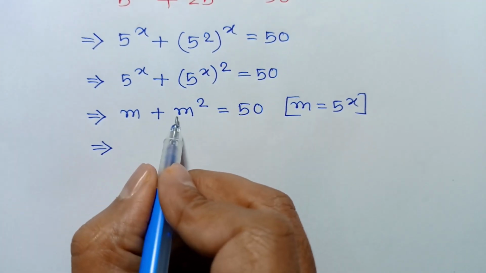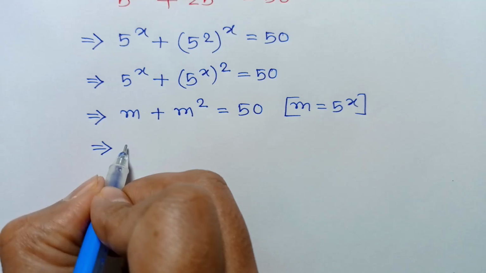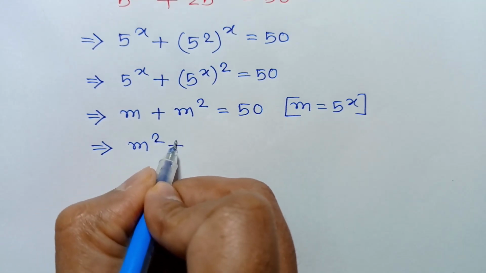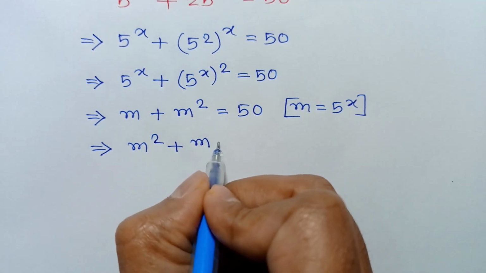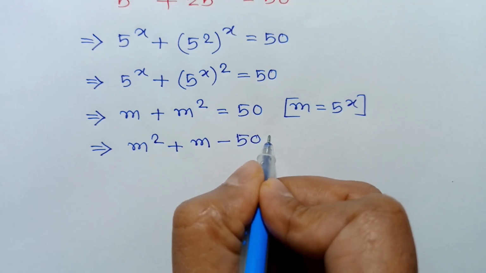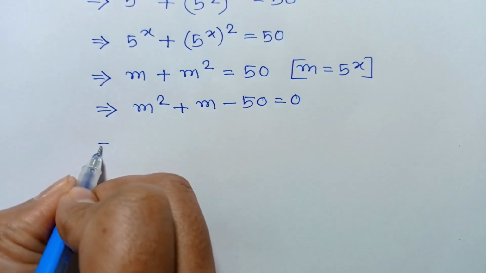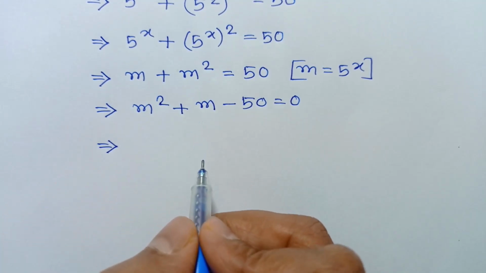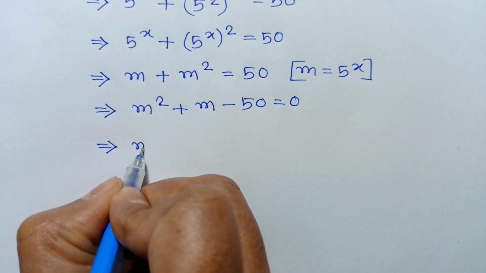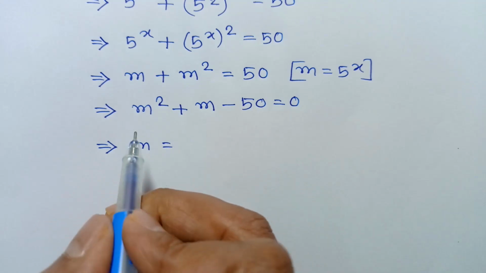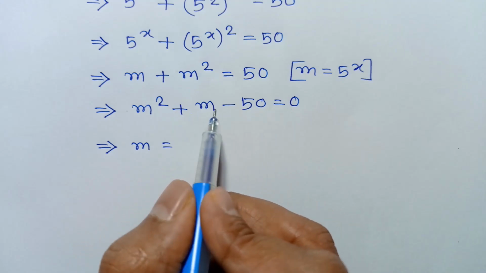Rearranging this and taking the 50 to the left side, we can write m squared plus m minus 50 is equal to 0. This is a quadratic equation, so for the solution of this equation, consider this as ax squared plus bx plus c is equal to 0.